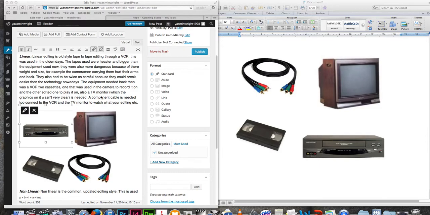The equipment needed back then was a VCR, two cassettes, one for recording it on and one for the edited one to play it on, a TV monitor and a component cable. The component cable was connected to the VCR and the TV monitor to watch the editing.